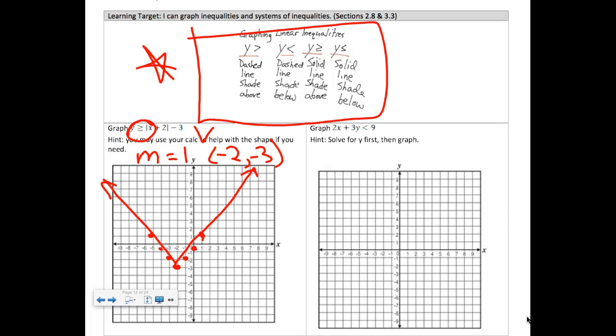Okay. And it says greater than, so we're going to shade above.